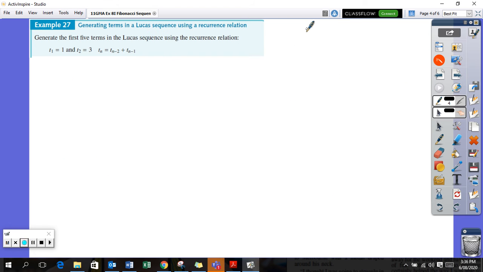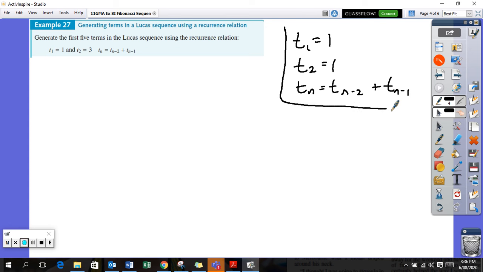So if we're going to write out the Fibonacci sequence, we have term 1 equals 1, term 2 equals 1, term n equals term n minus 2 plus term n minus 1. So that is the Fibonacci sequence. I want you to make sure you copy this bit into your bound reference.